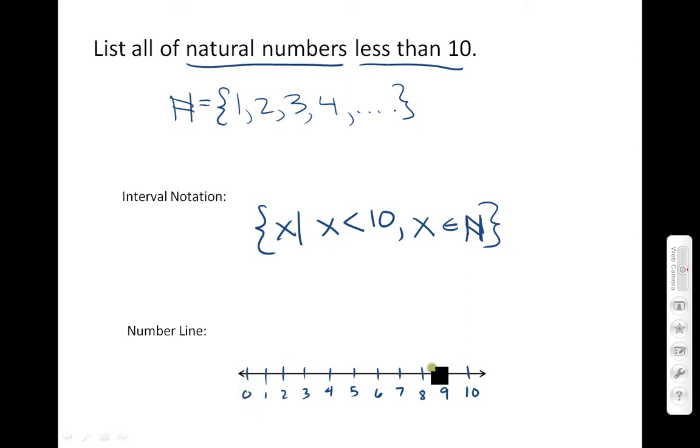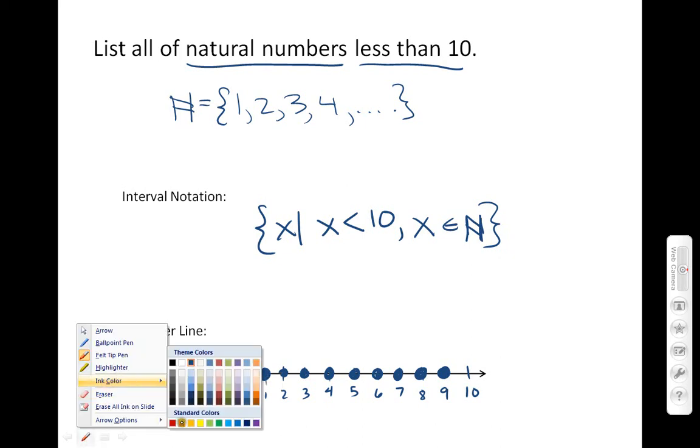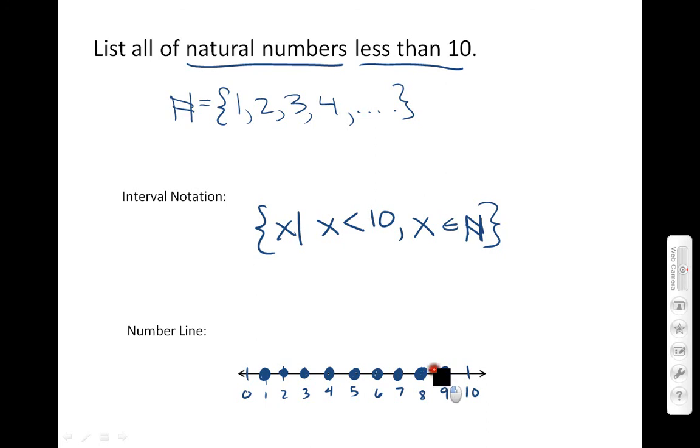the number 0. So I'm going to put a closed circle on 9, a closed circle on 8, 7, 6, 5, 4, 3, 2, 1. Notice how I'm not using a solid line like I did with the other example. If I used a solid line and colored in the numbers between 8 and 9, those would all be real numbers between 8 and 9 that are less than 10. However, they would not be natural numbers. That's why I'm using only dots on the natural numbers.